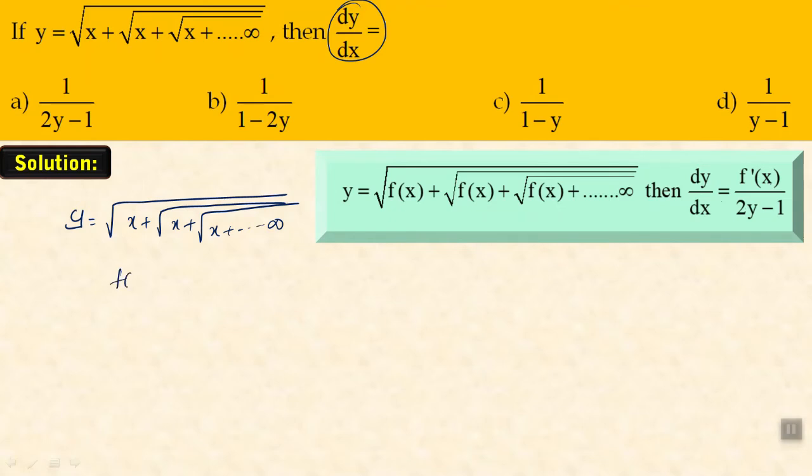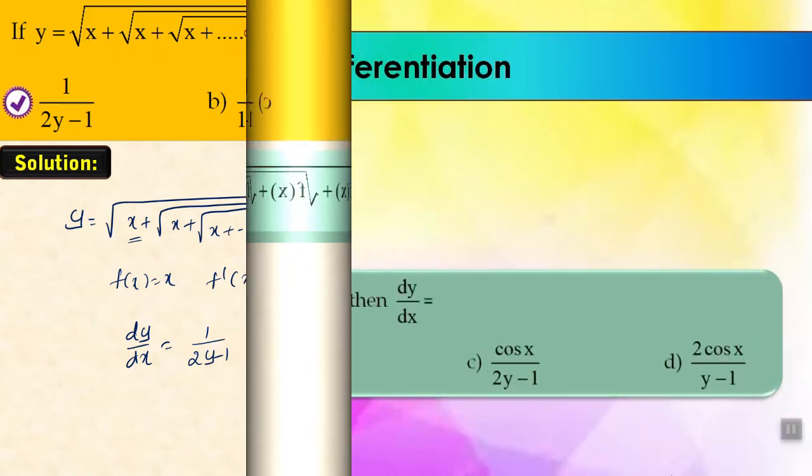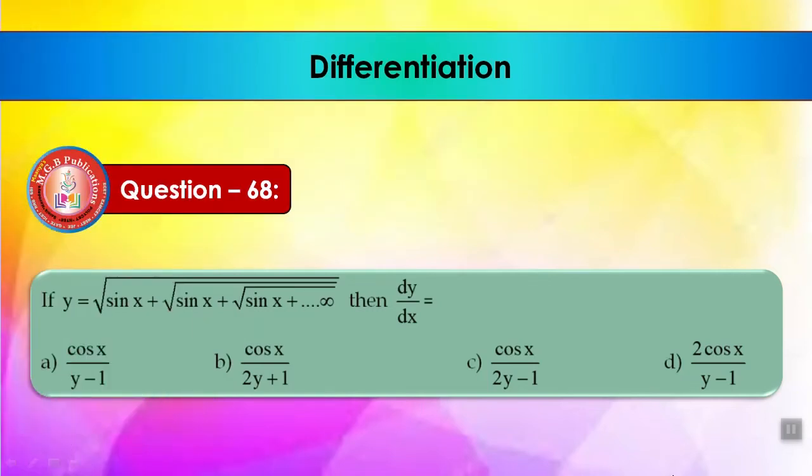Here consider f of x is equals to x, then f dash of x is equals to d by dx of x is 1. Now dy by dx is equals to f dash of x by 2y minus 1. Here f dash of x is 1, 1 by 2y minus 1. Therefore, the answer is option A. Dear students, see the question number 68. Read the question and write it.